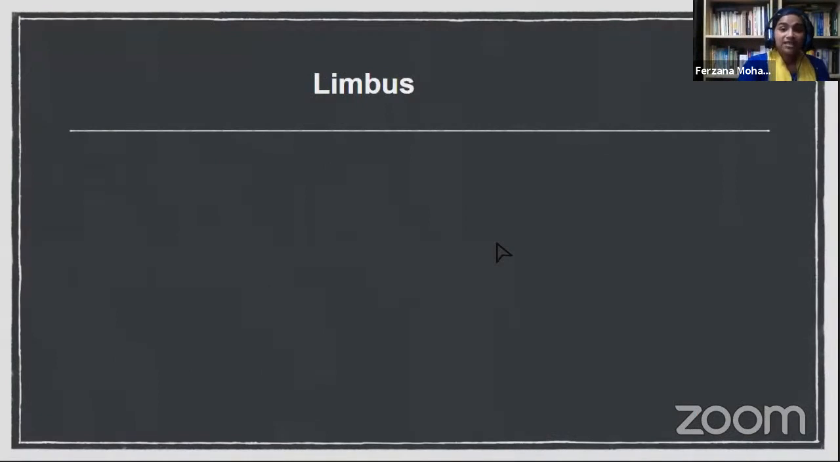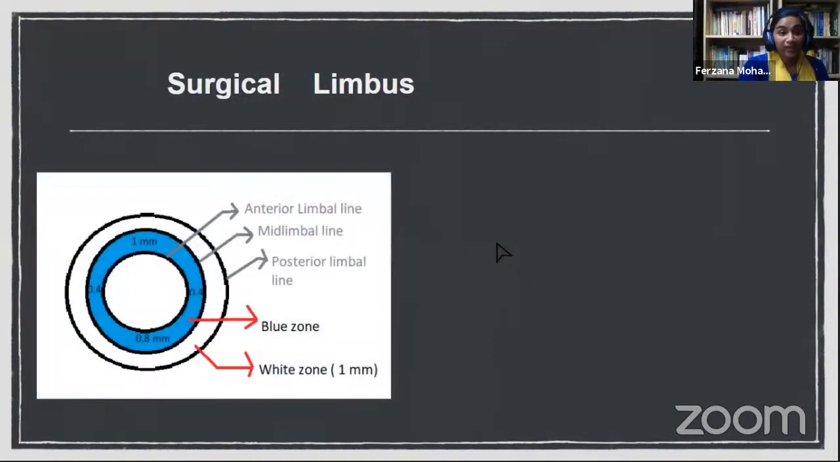So next, the limbus. I'll be just mentioning a few words about the surgical limbus. So the surgical limbus is a 2 millimeter wide zone, and it has the following landmarks. The anterior limbal line corresponds to the termination of the Bowman's membrane. The mid-limbal line corresponds to the termination of the Descemet's membrane or the Schwalbe's line, and the posterior limbal line corresponds to the scleral spur.